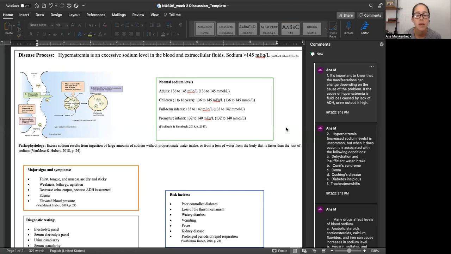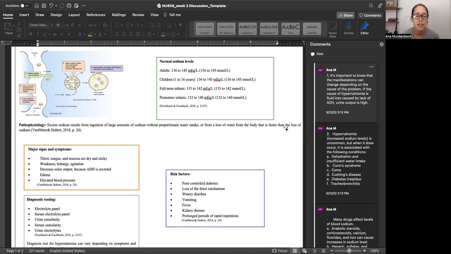So hypernatremia is an excessive sodium level in the blood and extracellular fluid. So it's a sodium of more than 145. The normal sodium levels for adults and children are 136 to 145. For full-term infants, it's 133 to 142, and for preemie infants, it's 132 to 140.